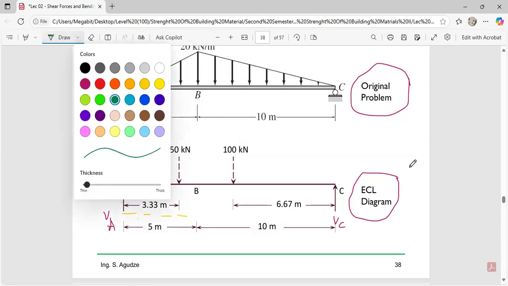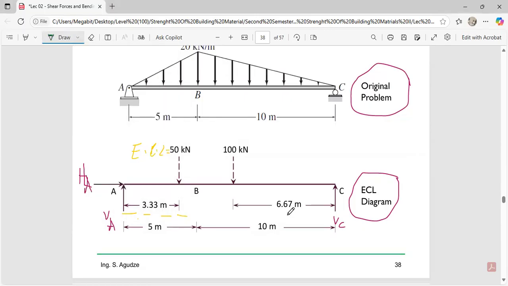Also for the section 2, you realize that the 6.67 meters that we had for the position was calculated from the support C. So you are going to measure 6.67 meters with a ruler from support C up to this part. Then you are going to position the ECL you had in the section 2, which was the 100 kilonewton.